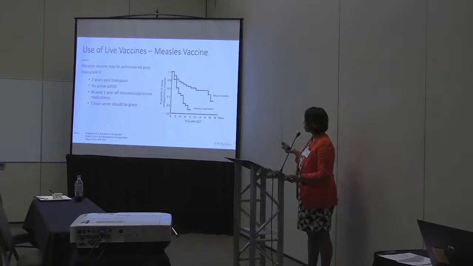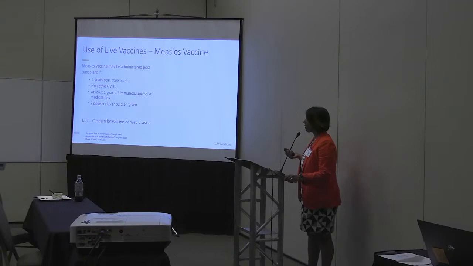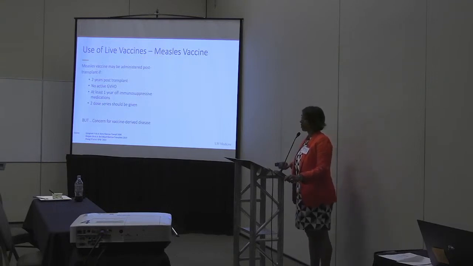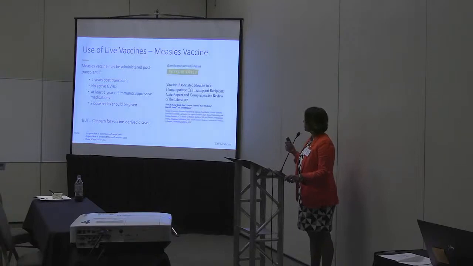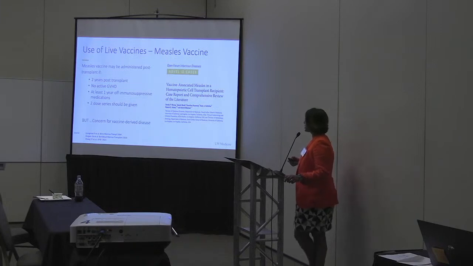And this is in terms of probability of being seropositive to measles. With previous vaccine, after their transplant, they actually lose it quite quickly. There is a concern for vaccine-derived disease, but much less so if they're off immunosuppression. And with measles, it's quite rare, and so we don't really get too concerned if they're not in that heavily immunosuppressed window. Here is a case that was vaccine-associated measles in a stem cell transplant that was published, though, so it's not impossible.